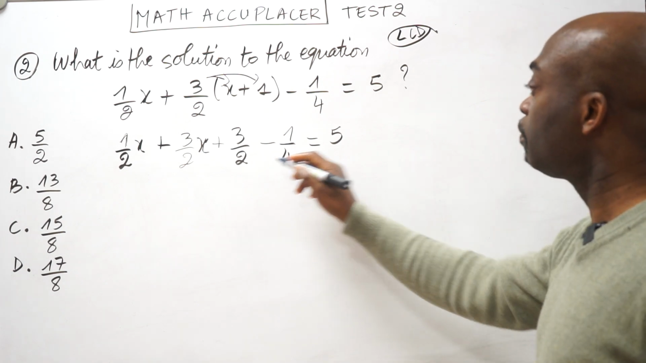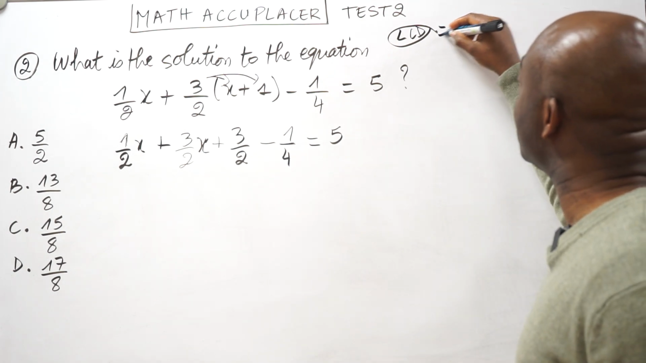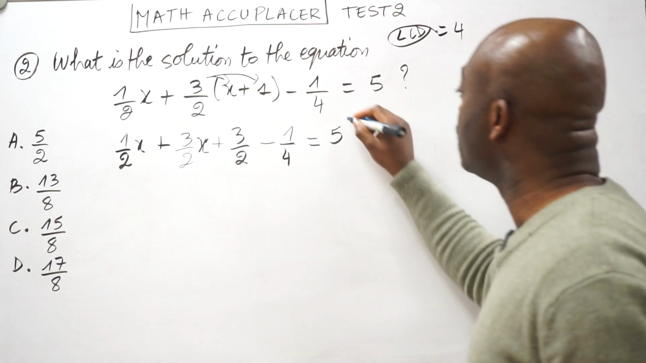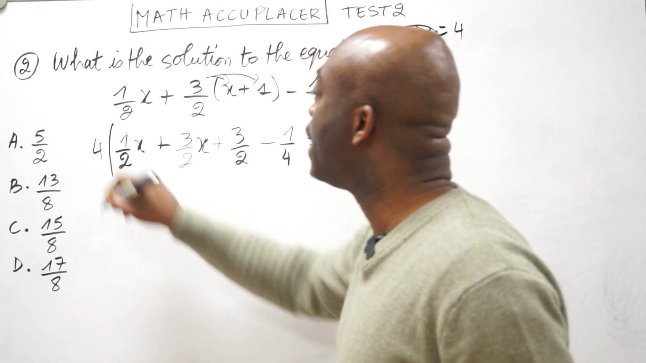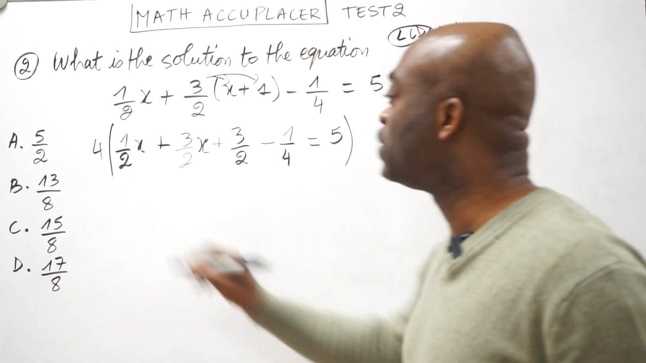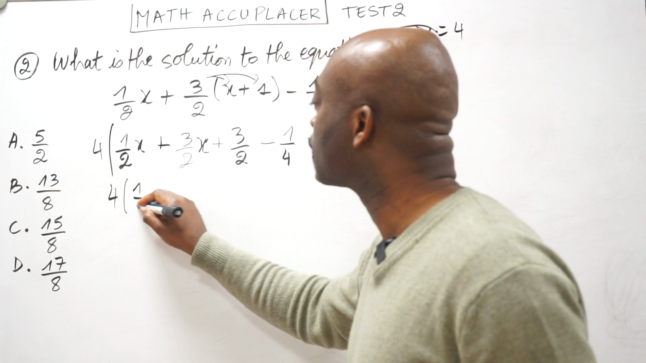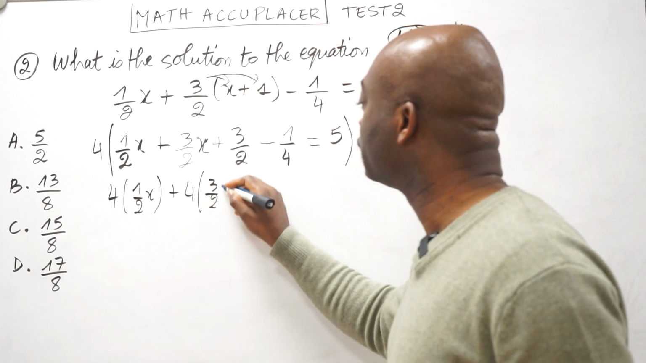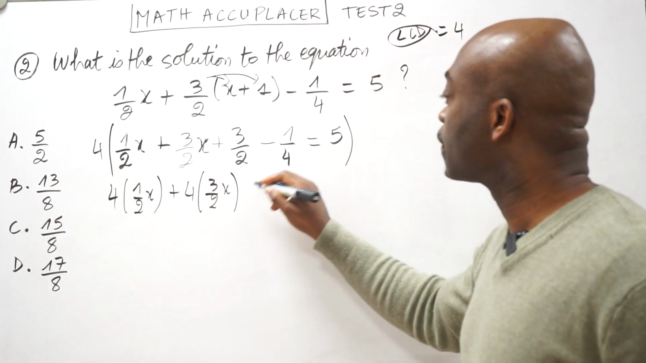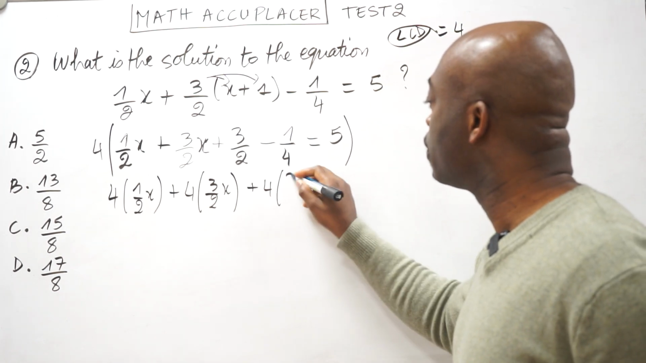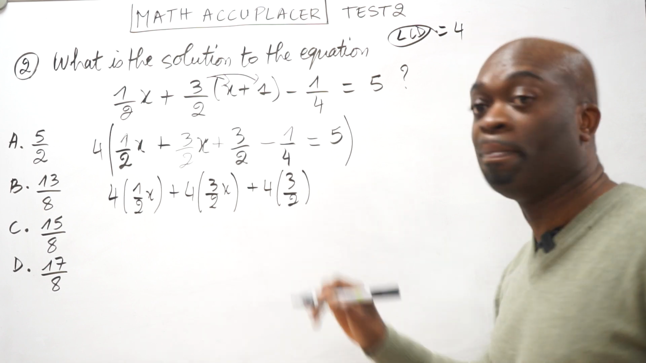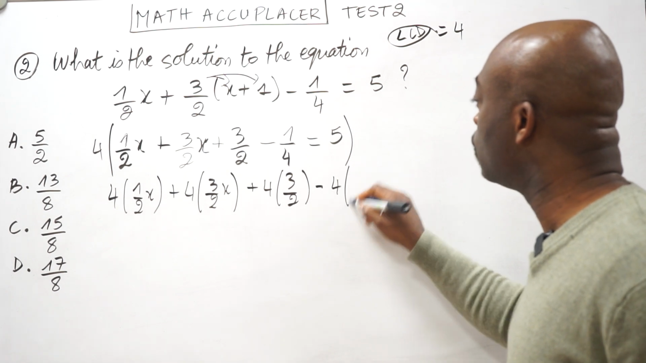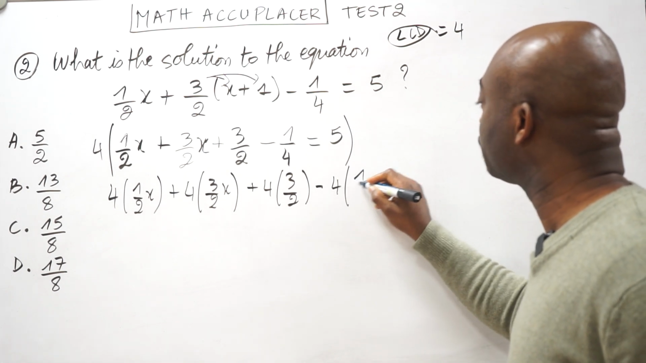So let's go. Here we said the lowest common denominator in this case is equal to 4. So we're going to take 4 and multiply the whole equation by that, right? So we go ahead and multiply everybody by 4. That means we're going to do 4 times half times x, plus 4 times 3 over 2 times x, and then plus 4 times 3 over 2 also, and minus, I'm taking out the minus sign, so 4 also times a quarter.